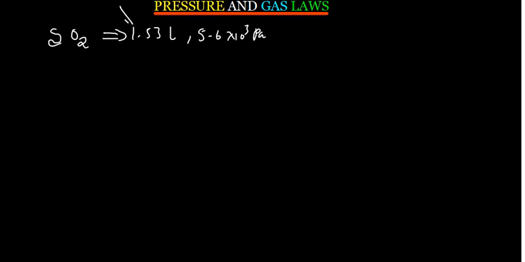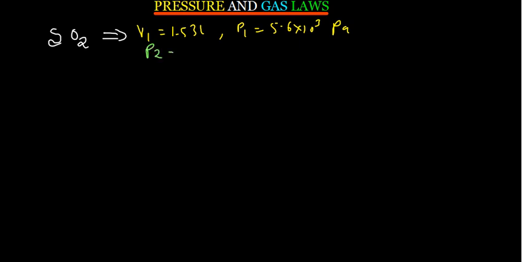So what we've been given first is V1 and P1. Let me just write that. V1 is 1.53 liters, and P1 is 5.6 multiplied by 10 to the power 3 pascal. We now change the pressure, and at the end P2 is 1.5 times 10 to the power 4 pascal.